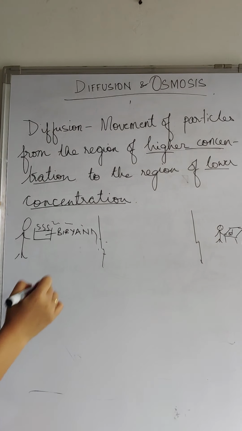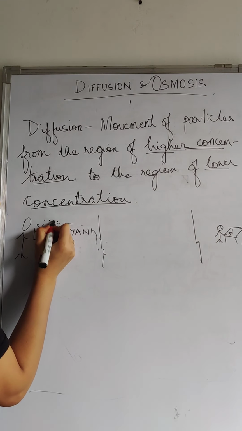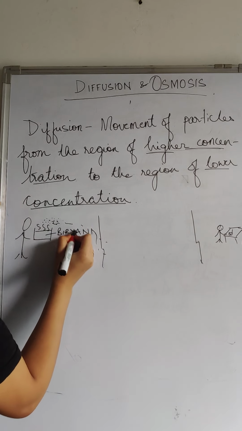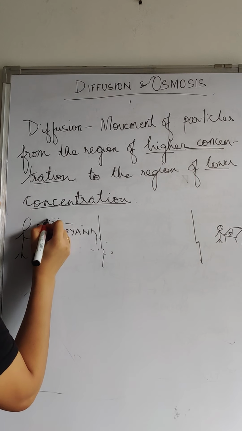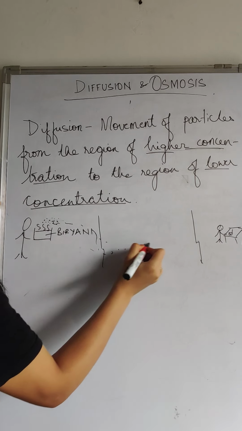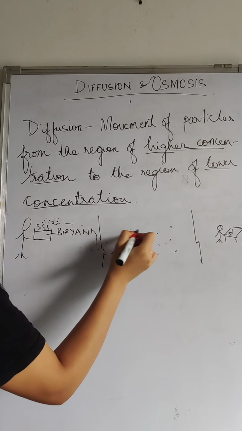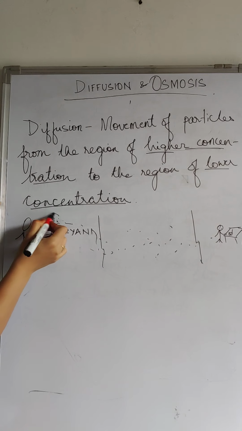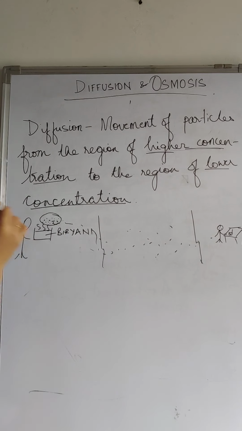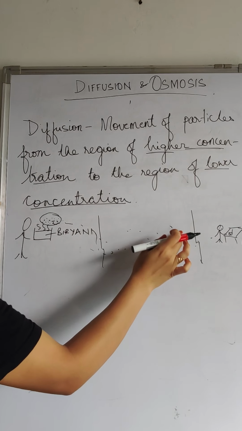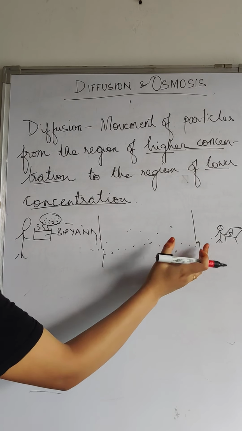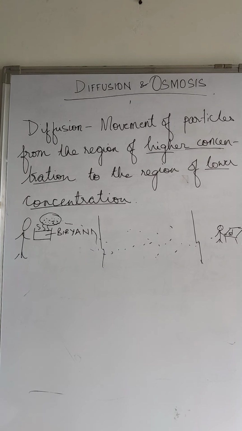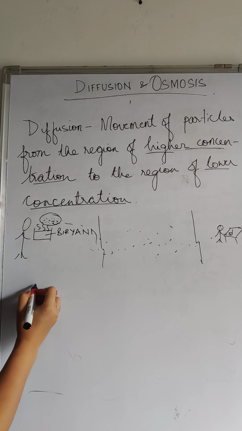What happened here exactly? There were a lot of particles of the biryani here, right? It got diffused in the air. That means it moved from this region to the free region, that is the region of lower concentration. So this is a region of higher concentration where there were a lot of particles of biryani, and this is a region of lower concentration where there were no particles of biryani, let's say. I'm just giving you an example.